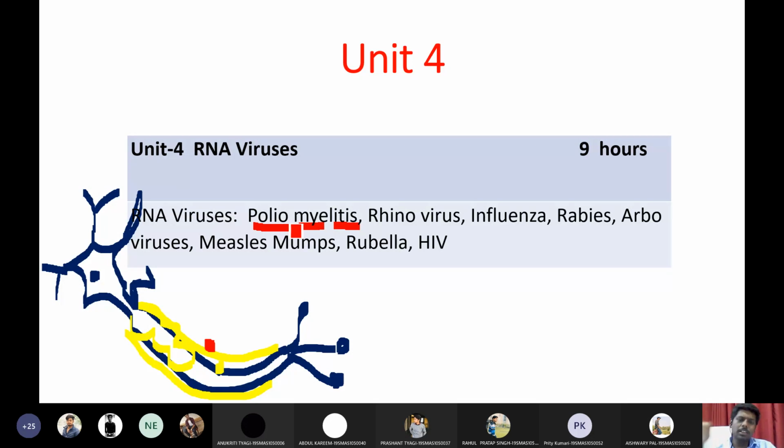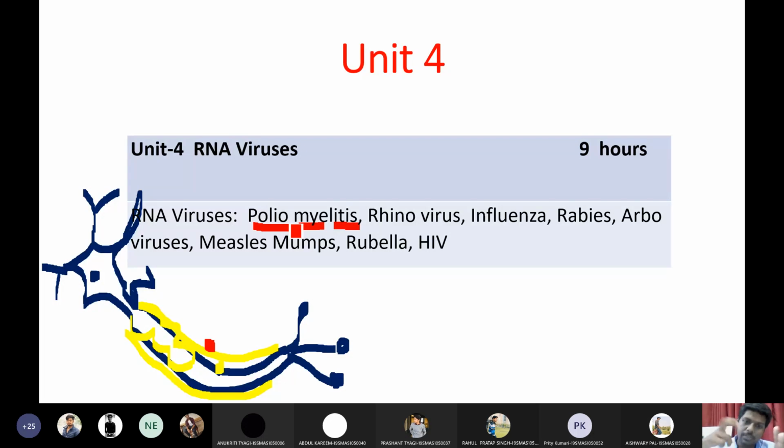The patient will undergo permanent paralysis. Their lower limbs will be permanently paralyzed. They cannot move for their entire life. Once you get polio infection, it means game over. Your lower limbs will be paralyzed for your entire life. Polio virus not only causes lower limb paralysis.